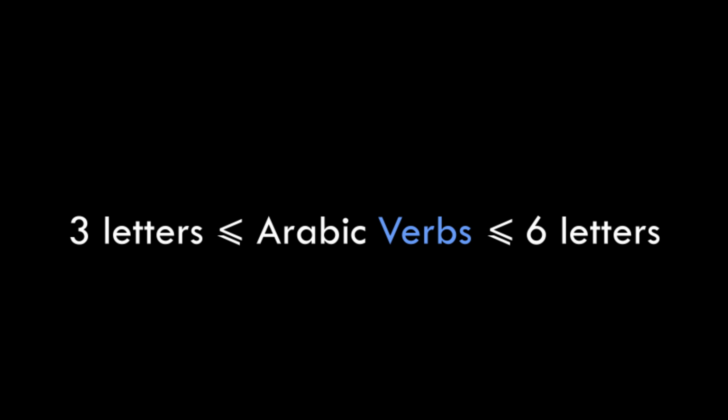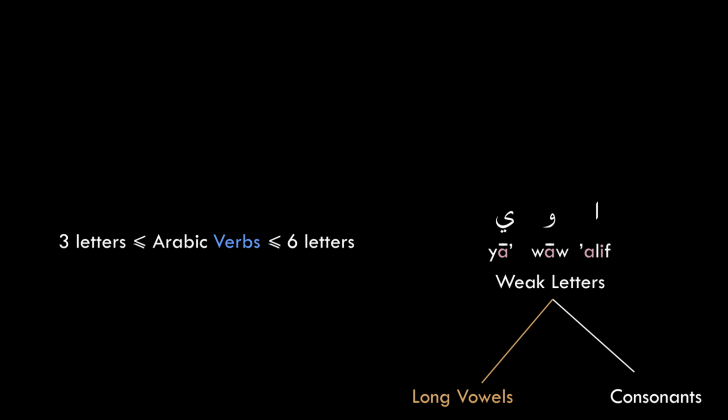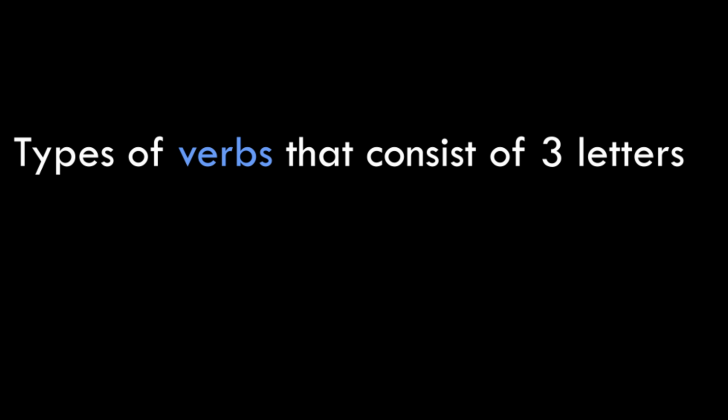Why did I remind you of that? Because I'm going to talk about different types of verbs that have 3 letters. The first type of verbs is the one that there is no weak letter between its roots and it has no repeated letter, like فعل.